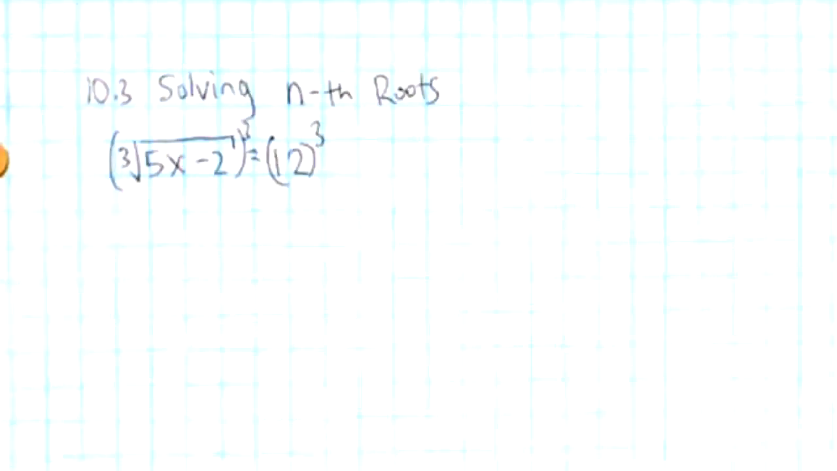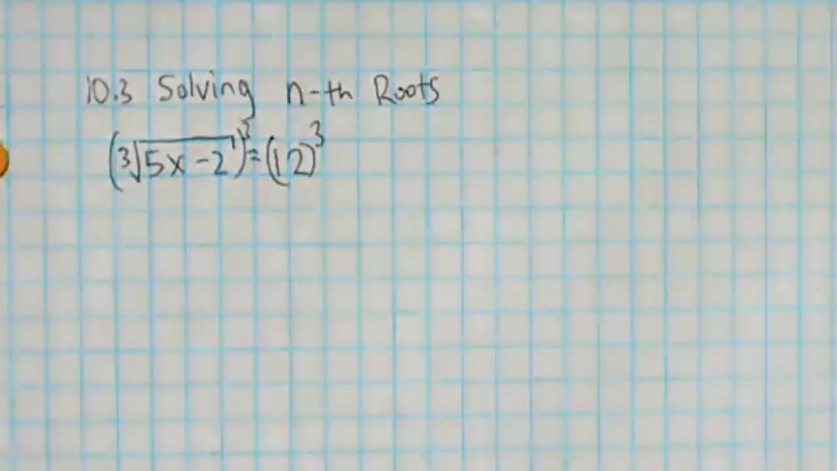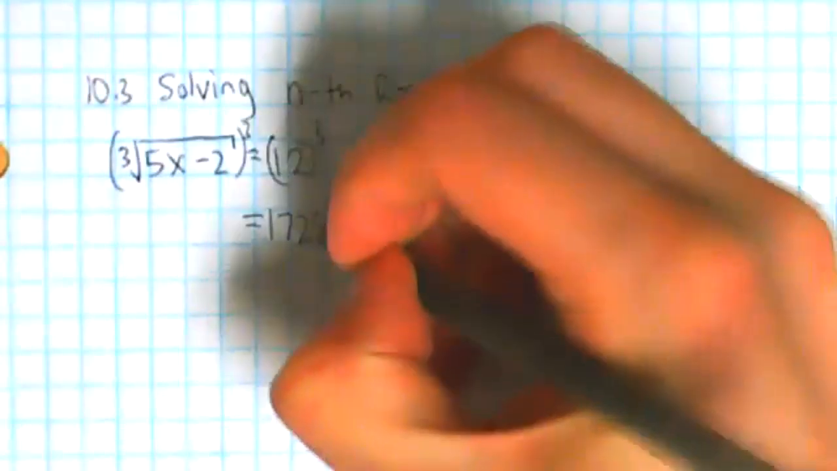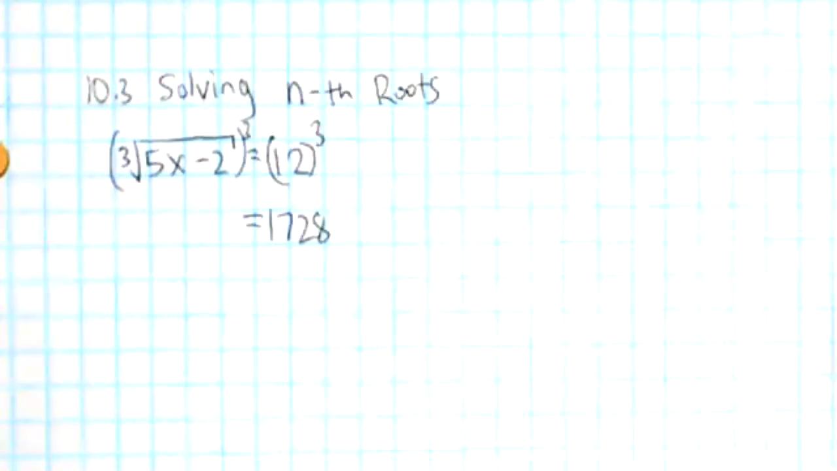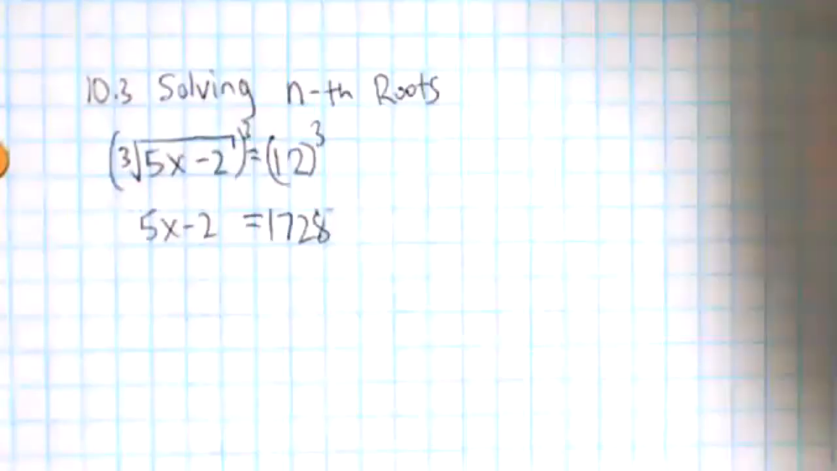Now I'm going to go ahead and use a calculator off screen to figure out what 12 to the third power is, because I legitimately have no idea. 12 to the third power is 1,728. And the cube root of 5x minus 2 cubed is just going to be 5x minus 2.